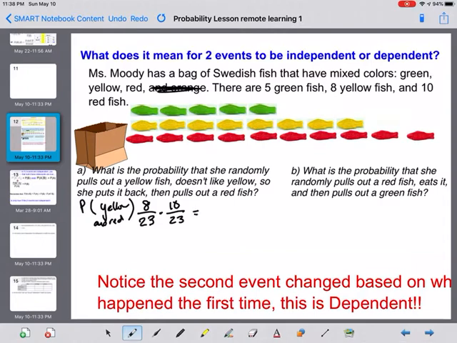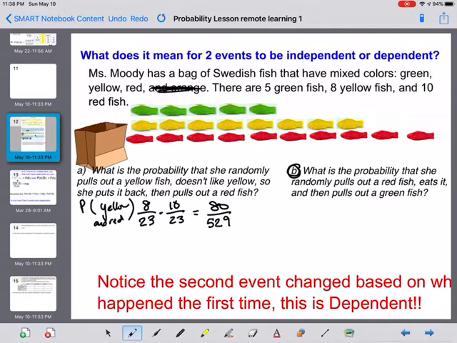Let's think about this in a second. So we would multiply this together, and 8 times 10 would give us 80, and 23 times 23 would give us 529.